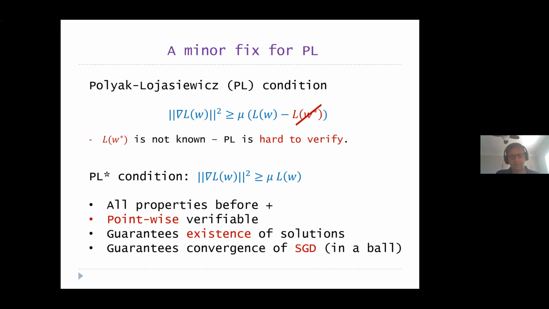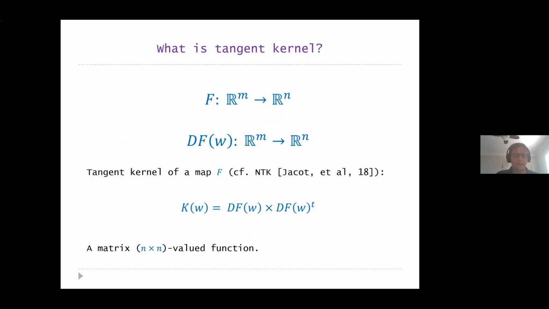Now, of course, we need to check that this PL condition is satisfied, and for that we need some sort of analytical tool. It turns out that we can simply use something called the tangent kernel. It actually comes from the neural tangent kernel, specifically for neural networks, but it's simply the derivative. So what is the tangent kernel in this case? You just take the derivative, which is a matrix, right? It's an n times m matrix, and you multiply it by the derivative transposed, and you get an n times n matrix valued function.